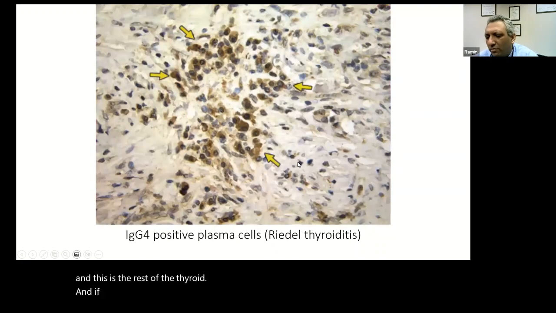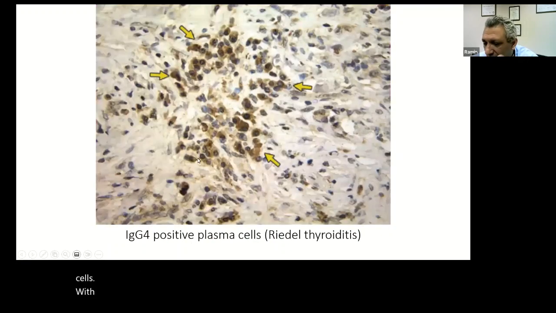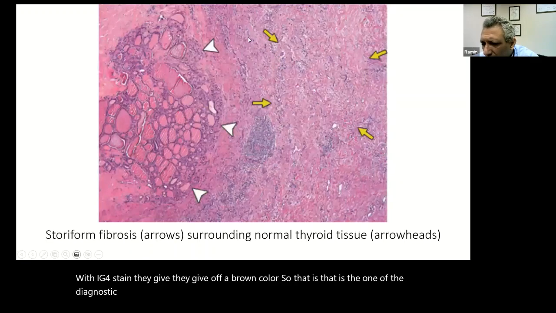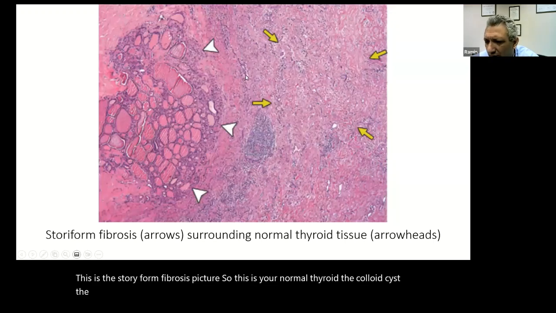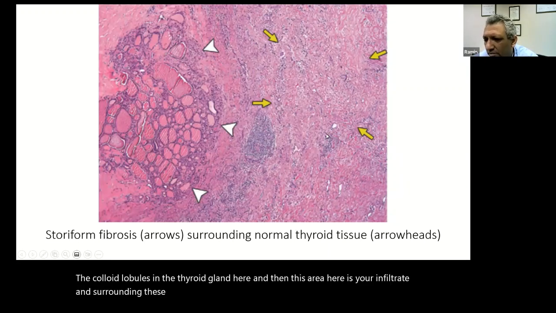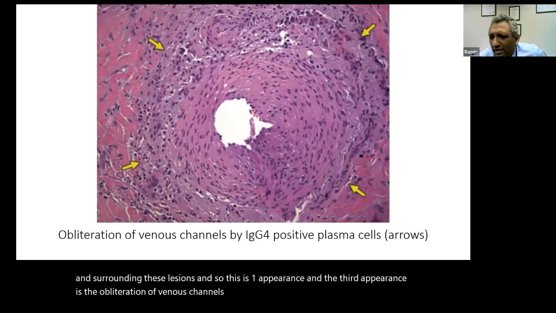If you stain for IgG4, these big dark blue cells give off a brown color. That is one of the diagnostic hallmarks of it. This is the storiform fibrosis picture. This is your normal thyroid, the colloid lobules in the thyroid gland here. Then this area here is your infiltrate, surrounding these lesions. So this is one appearance. And the third appearance is the obliteration of venous channels by IgG4 positive plasma cells.